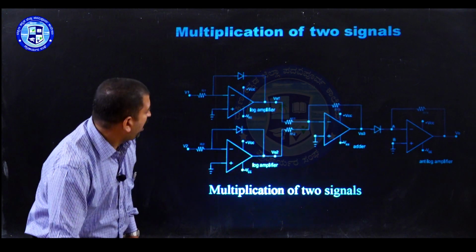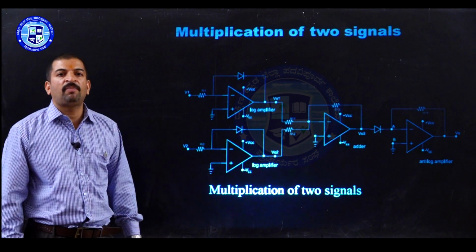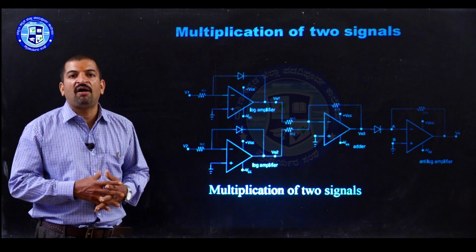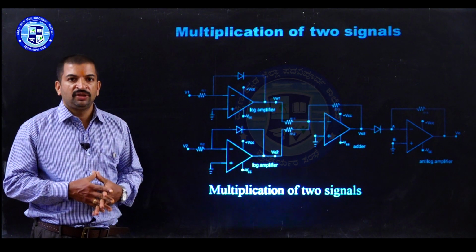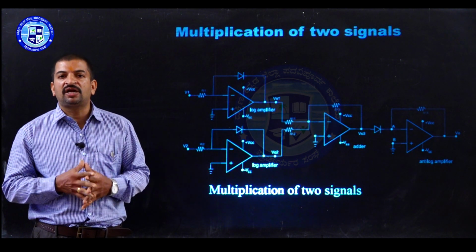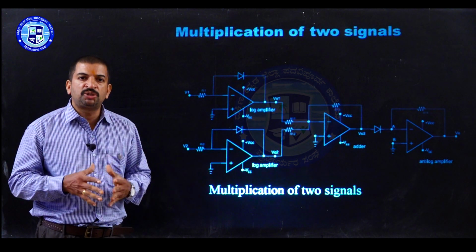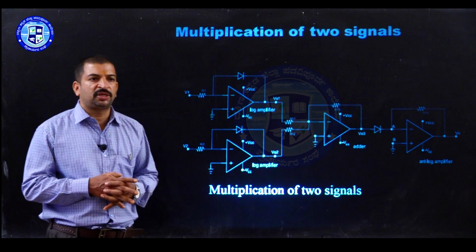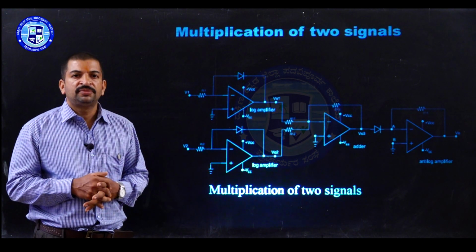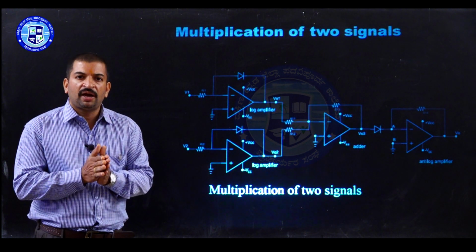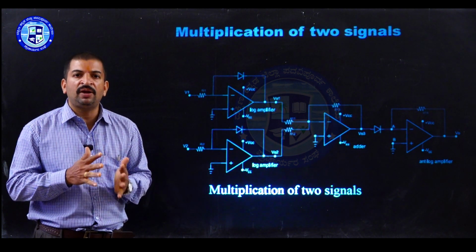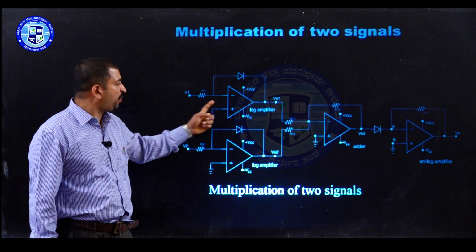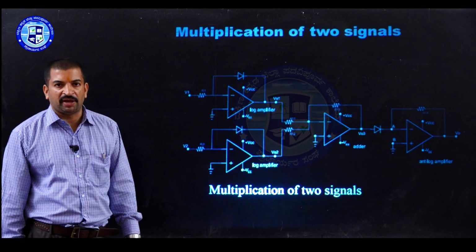One of the applications of the anti-logarithmic amplifier and the logarithmic amplifier is the multiplication of two signals. The logarithmic amplifiers and anti-logarithmic amplifiers can be used to multiply the two signals. Let us consider this circuit diagram. Here, let us consider we have two input signals, say V1 and V2. Now V1 is the input voltage which is applied to the input of a logarithmic amplifier.